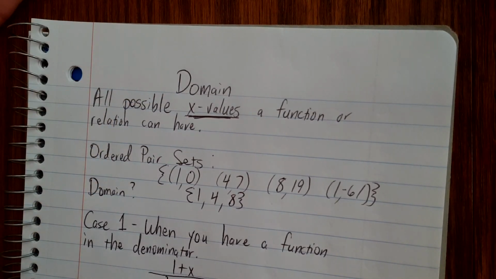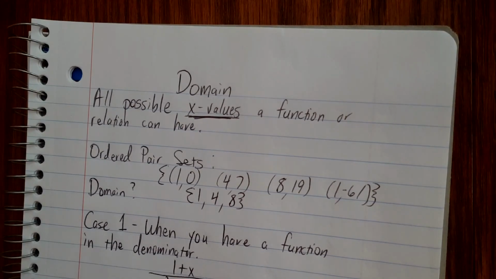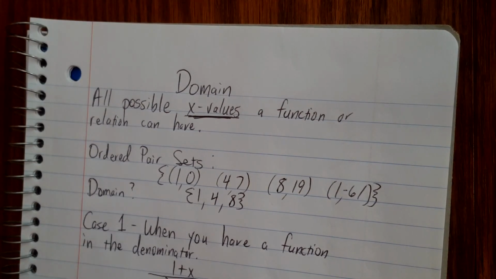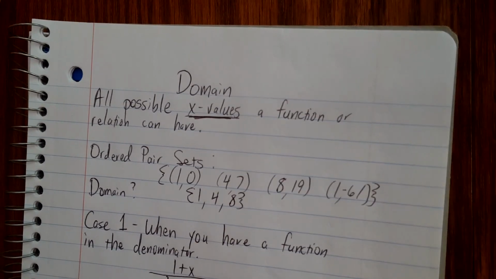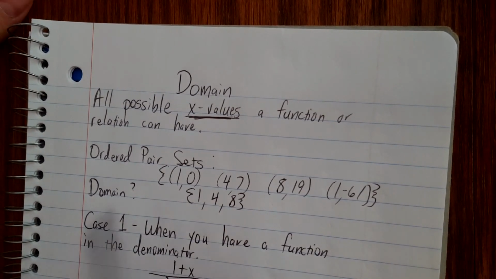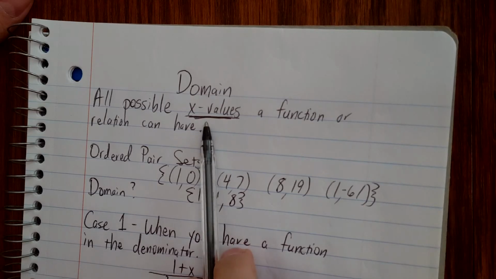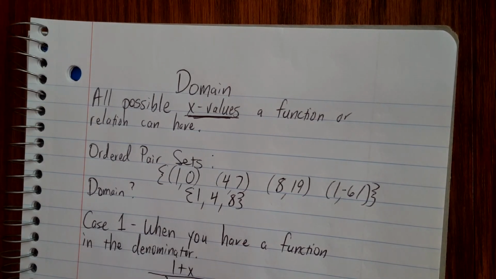So if we're talking about something else other than domain, that has to be asked for, or said to find something else other than the domain. If it just says domain, then your only objective is to think about what are the allowed x values.